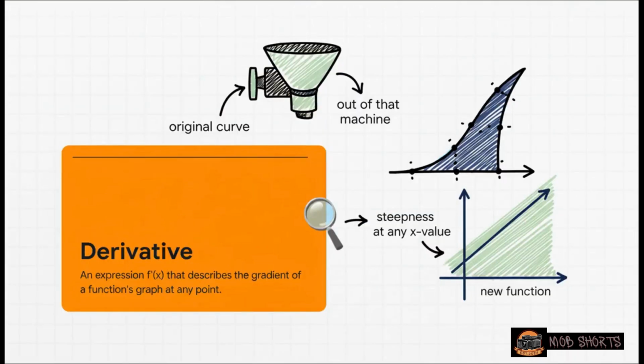What pops out of this machine is something called the derivative, which we write as f'(x), and we say that out loud as f prime of x. Now, the really cool thing here is that the derivative isn't just one number. It's a whole new function, a gradient function, that basically acts like a universal remote for finding the steepness of our original curve at any point we want.